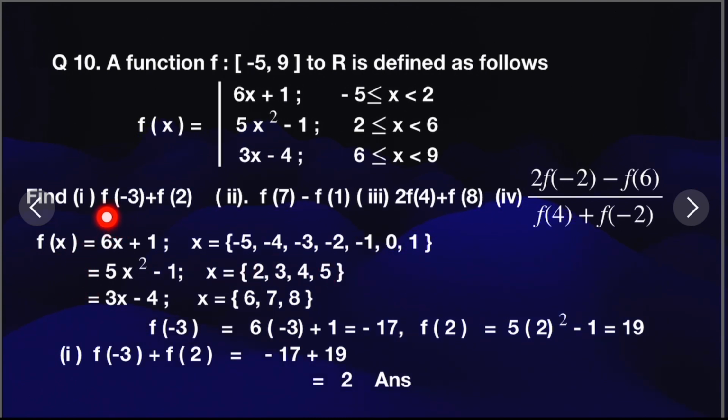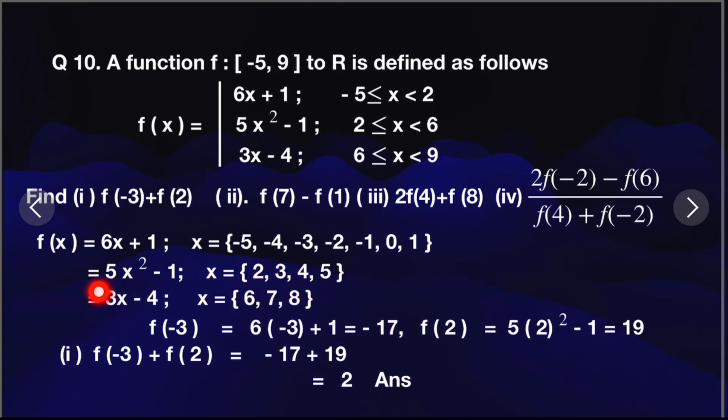Now let's do the first one: f(-3) plus f(2). So let's find out what f(-3) is. Yes, minus 3 is here, so we have to use this function, 6x plus 1. So 6 into minus 3 plus 1, that is minus 17.